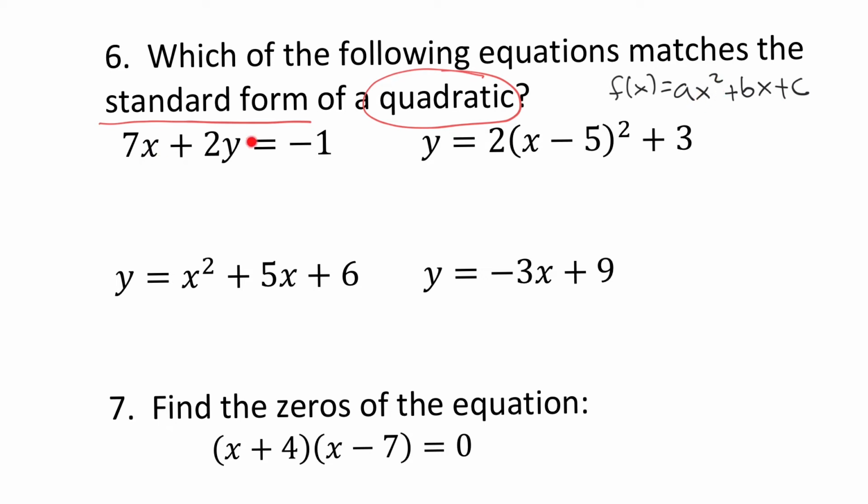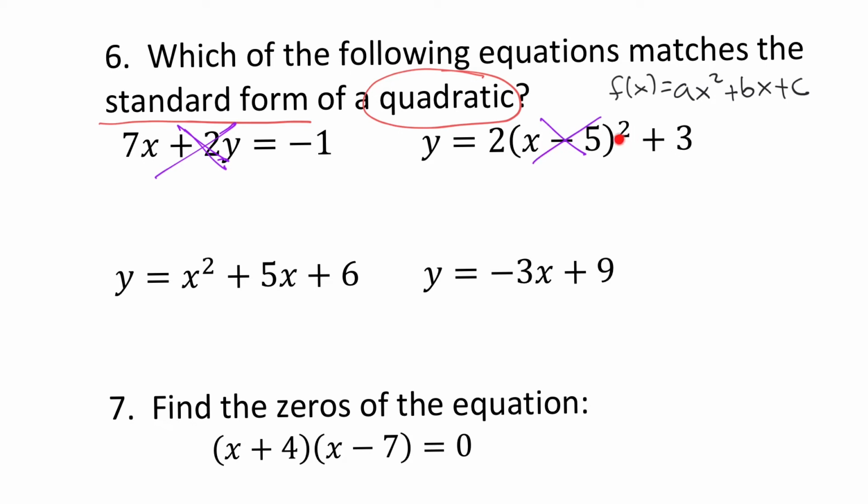So I'm looking at this equation, the first one on the top left side. That one doesn't have an x squared, so I know that is not a quadratic, so you cross that one out. This one has a degree of 2, but it has a parenthesis, so this one is not in standard form. This one here is actually in vertex form.